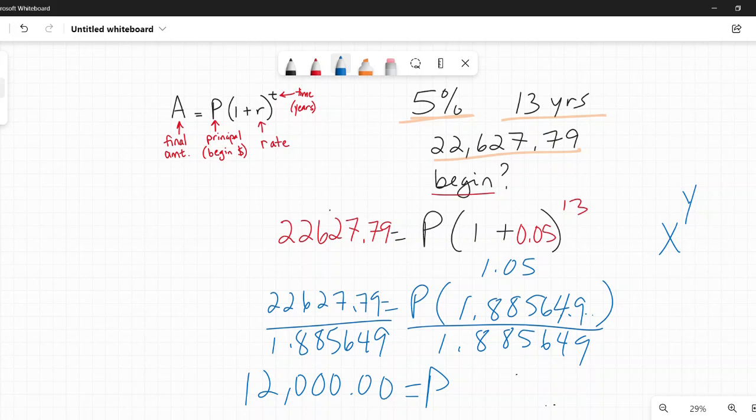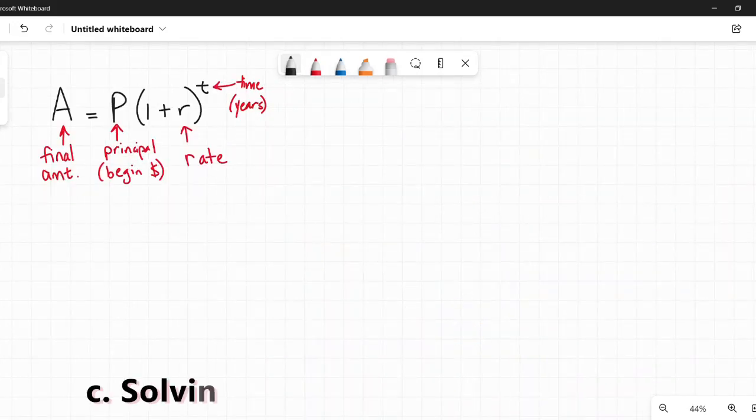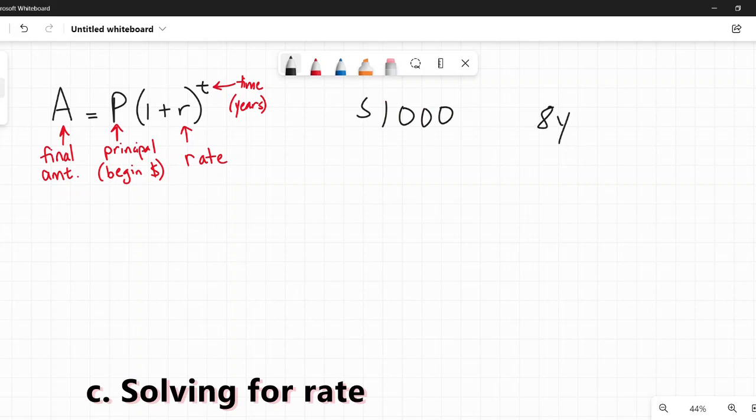$12,000 is my principal. Someone puts $1,000 in an account, and 8 years later, they have $1,199.51, and this compounds annually. What is the rate?